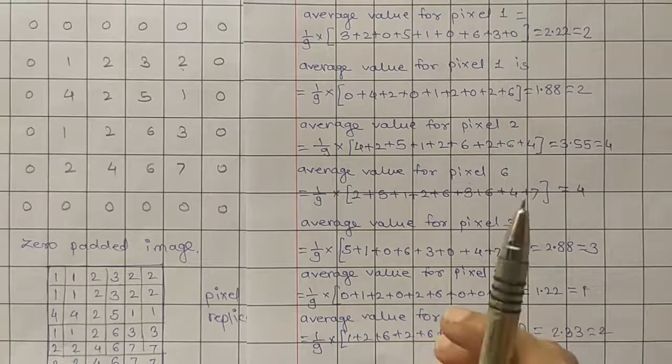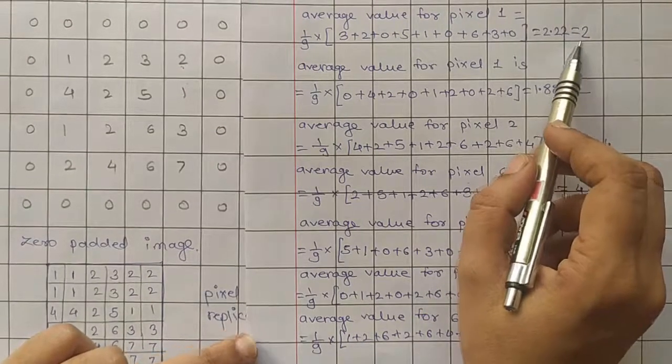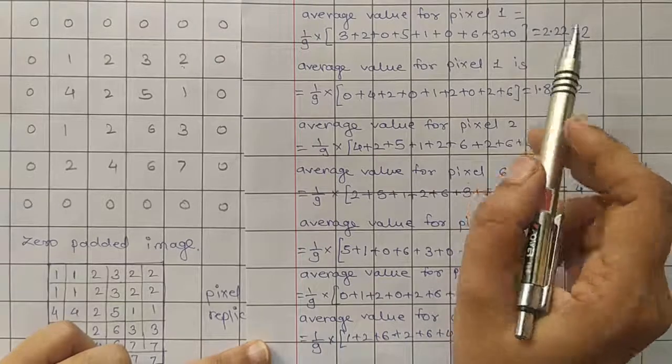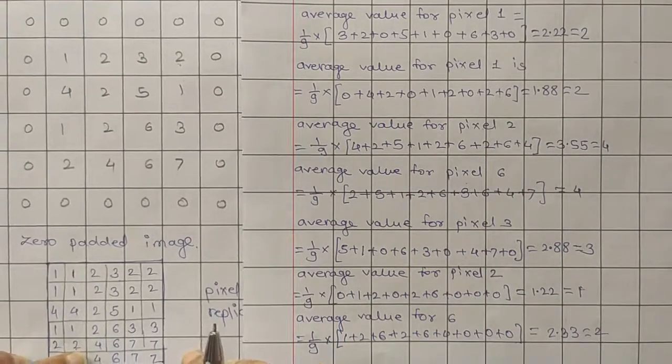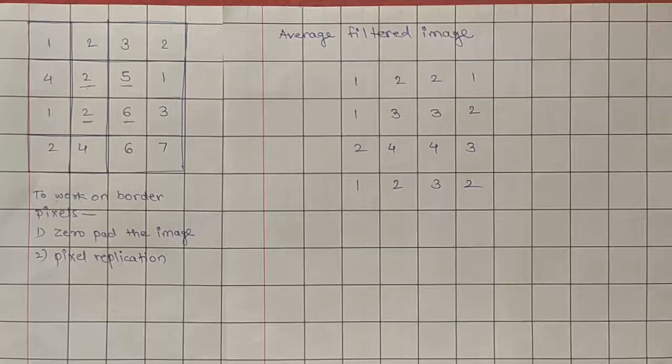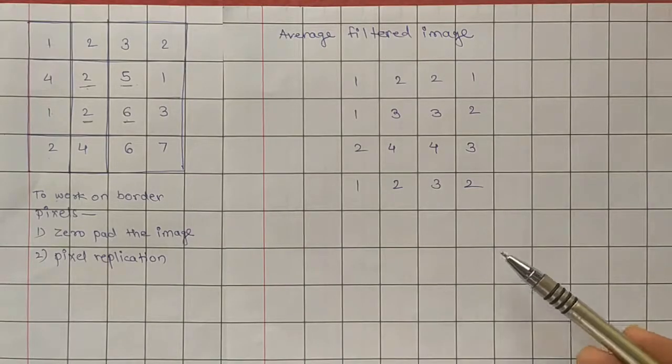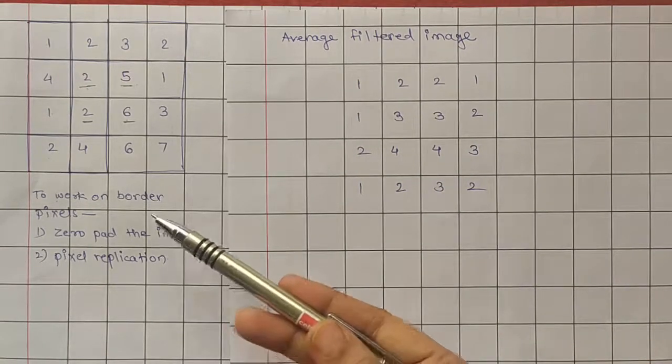After this, what we have to do? We have to replace all the calculated values in the original image and show the resultant image. So this is the result of the low pass averaging filter for the given image.